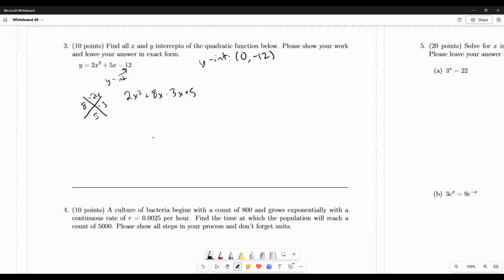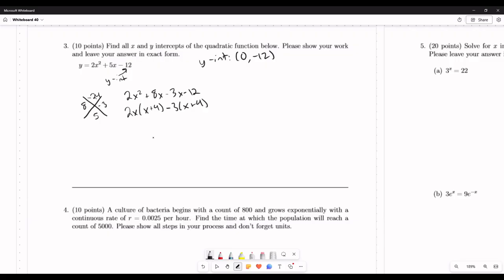Oh, goodness, that's not 5. I was like, this is certainly not going to work. How about minus 12? Okay. So I'll factor out a 2x from these first two terms. And then I can factor out a negative 3 from these last two.